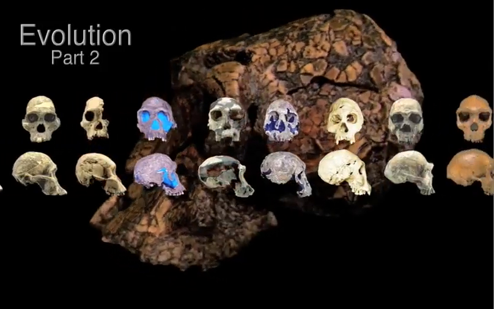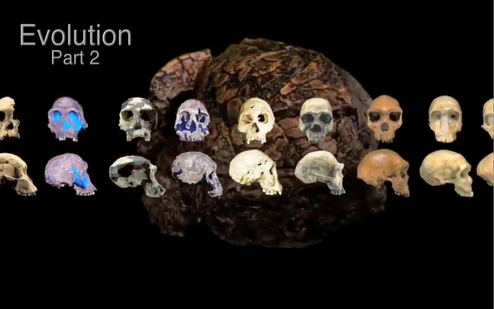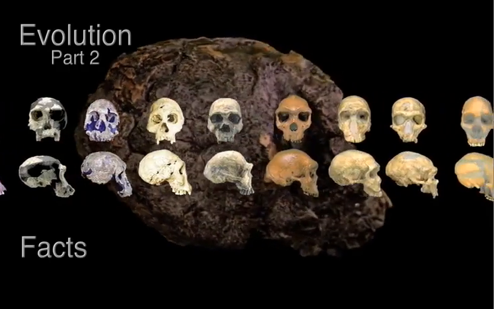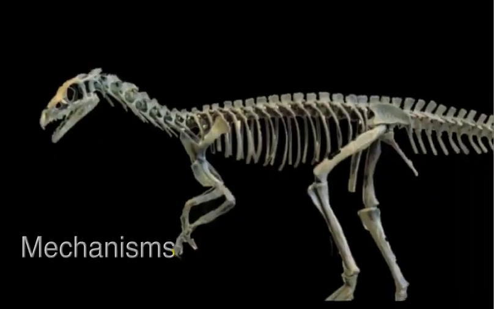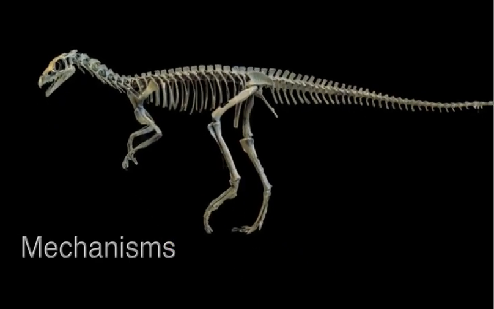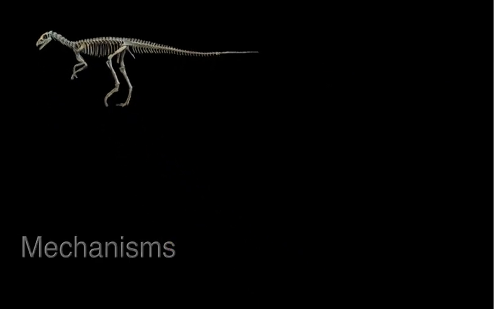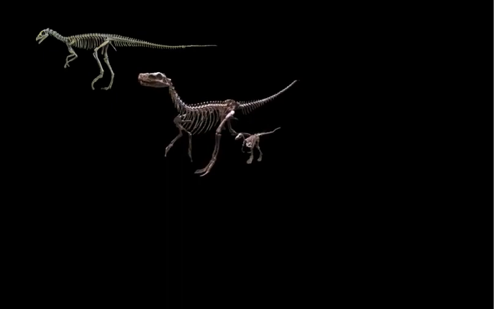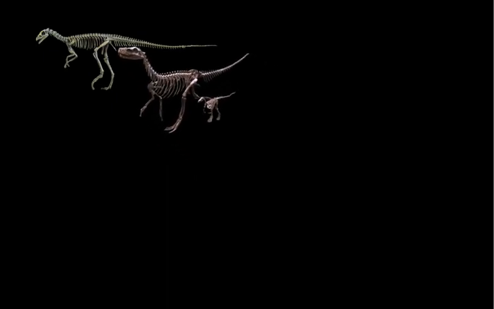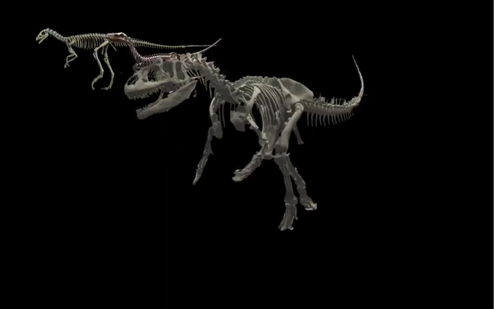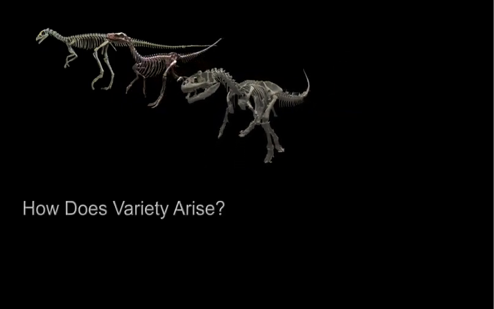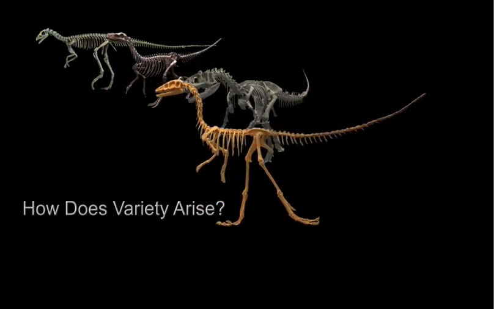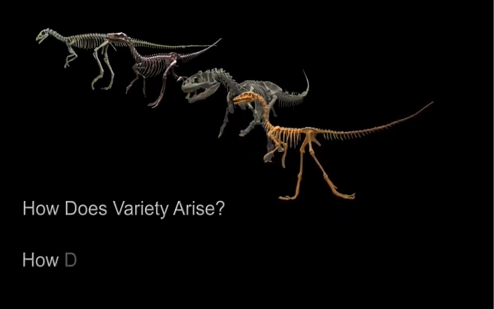In part 1 of our story of evolution, we demonstrated the facts of evolution. In part 2, we will explore the mechanisms. And to do that, we need to ask and answer just 2 questions. How does variety arise in the genomes of individuals in a group? And how does that variety give rise to new species?